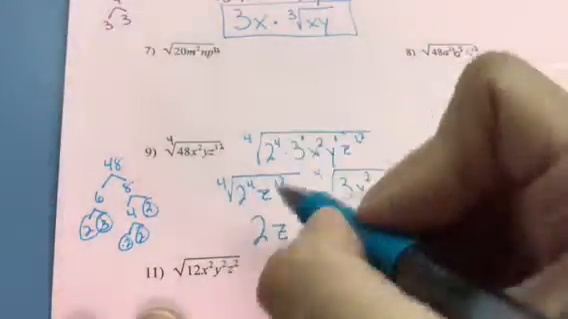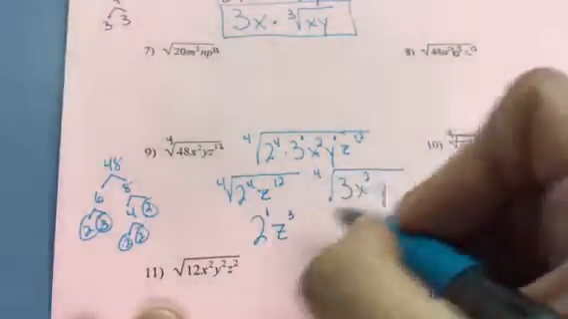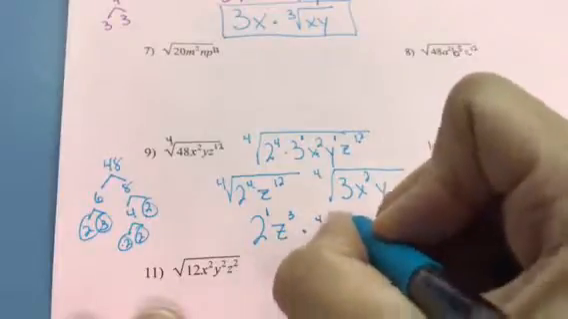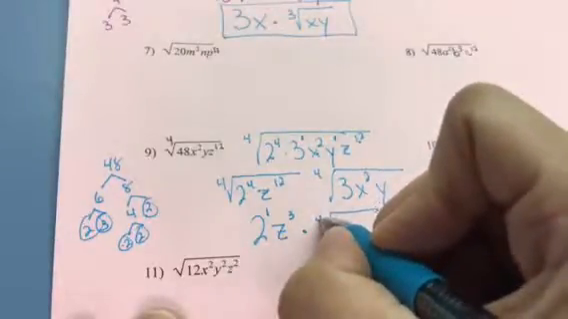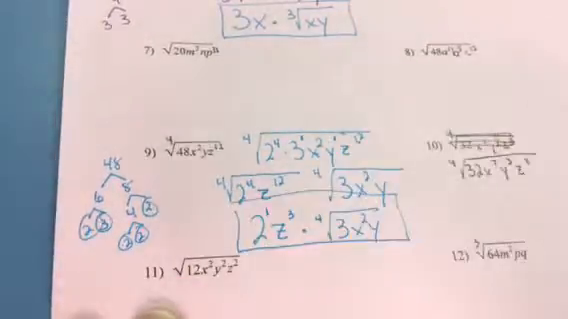So 4 goes into 4 one time. And 4 goes into 12 3 times. And then all of this is just going to stay over here. I'm going to separate it out so you can tell that the 4 goes with this. And there you go. There's your answer.